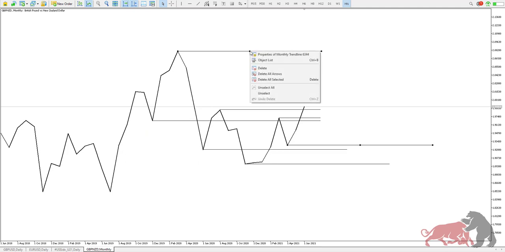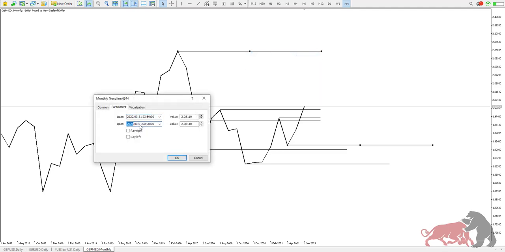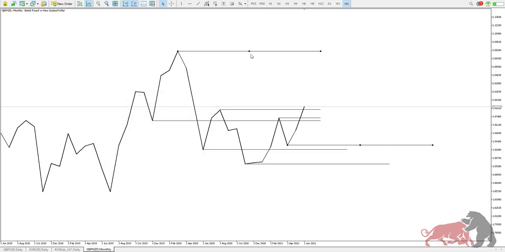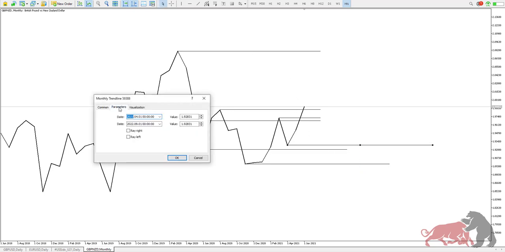Now it's very important that you do this. The reason why it's important is because you're going to be using these levels probably for the next 4 to 5 months. You see, it's very important because this is a monthly chart. We're going to go on a weekly chart once we are now on the candlestick.